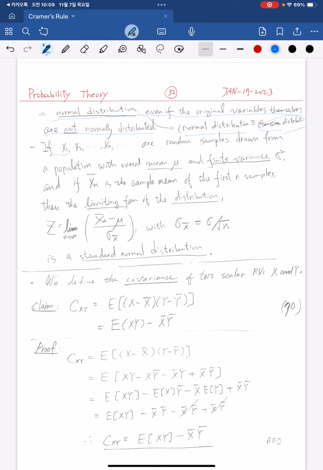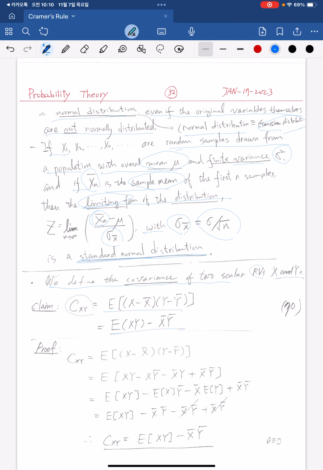If large X1, large X2, ..., large Xn are random samples drawn from a population with overall mean mu and finite variance sigma squared, and if X n bar is the sample mean over the first n samples, then the limiting form of the distribution of sample mean 처음 n 개 샘플에 대한 sample mean 마이너스 mu 나누기 시그마 나누기 루트 n, is a standard normal distribution. We define covariance of two scalar RVs, X and Y.